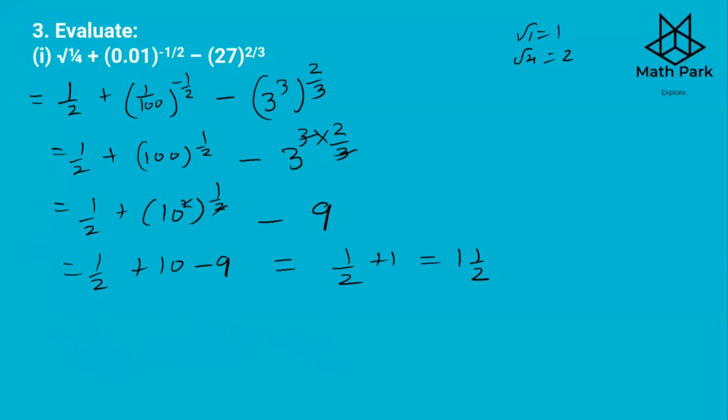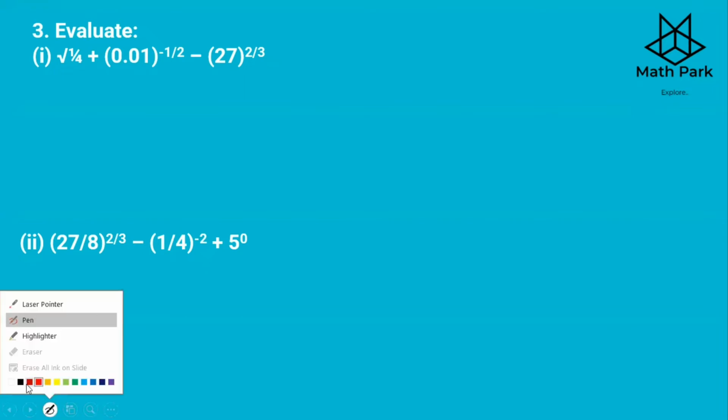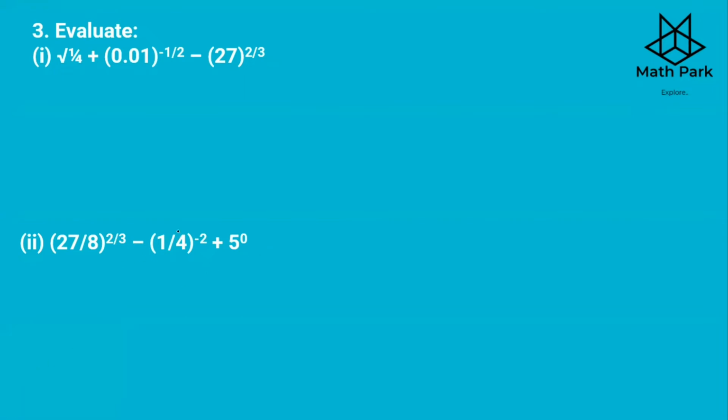Got it? Okay. We have 27 upon 8 raised to 2 by 3 minus 1 by 4 raised to minus 1 by 2 plus 5 raised to 0. So now remember, if I have to make the power positive, we take the reciprocal of the base. Okay. Now 27 is cube of 3, 8 is cube of 2. So I'll write straight away 3 by 2 whole cube into 2 by 3 to make my work easy. Minus, if 1 by 4 raised to minus 2 is there, this becomes 4 raised to 2. Okay, if I have to make the power positive, I have to just take the reciprocal of the base, plus 5 raised to 0 is 1.